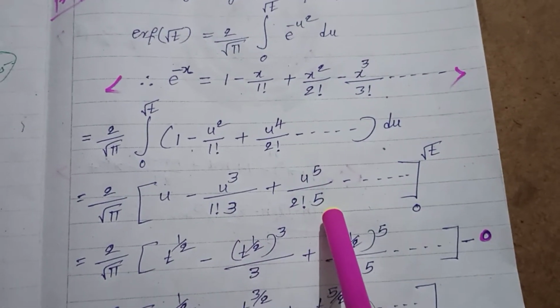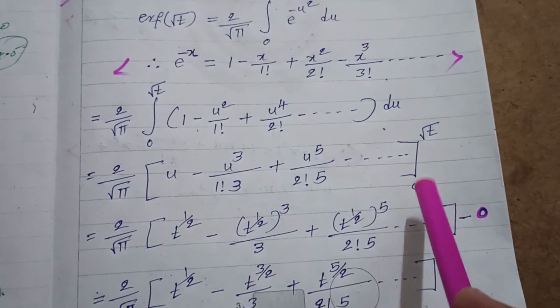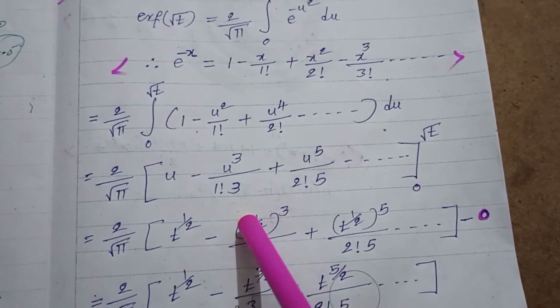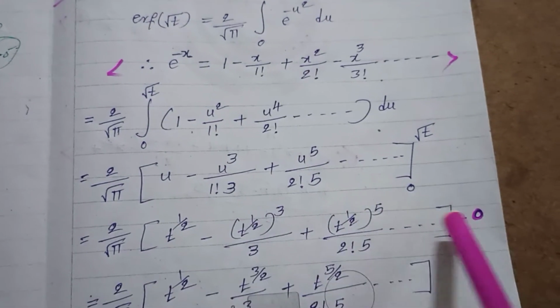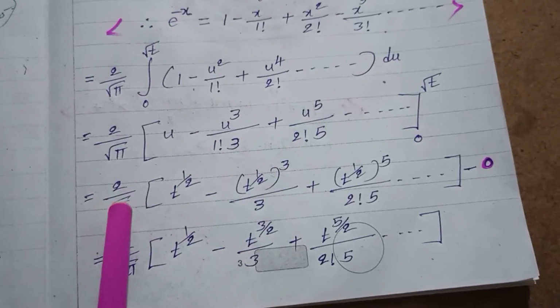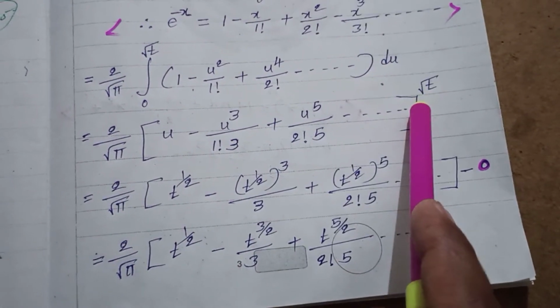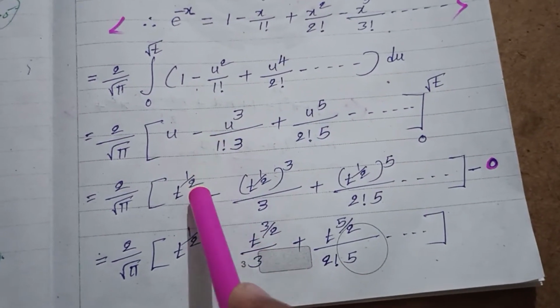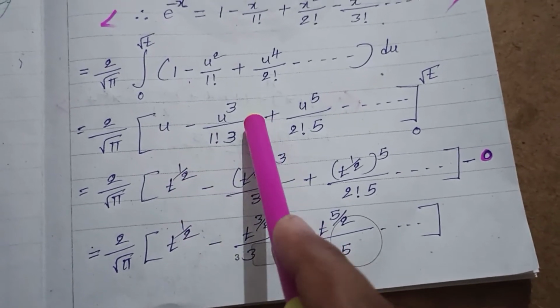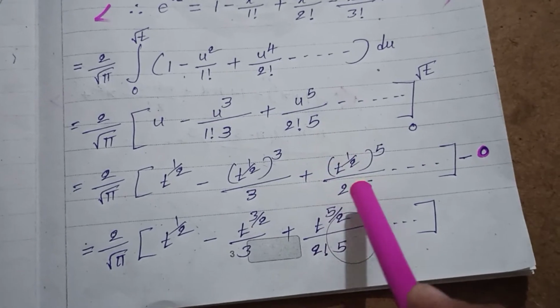Similarly this one also. Now substituting limits 0 to square root of t. If you substitute 0, you will get totally 0 value. 2 by square root of pi, you will get same as it is. In place of u, we are going to substitute square root of t. So square root of t can be written as t power 1 by 2. Here also same, we are writing same as it is.